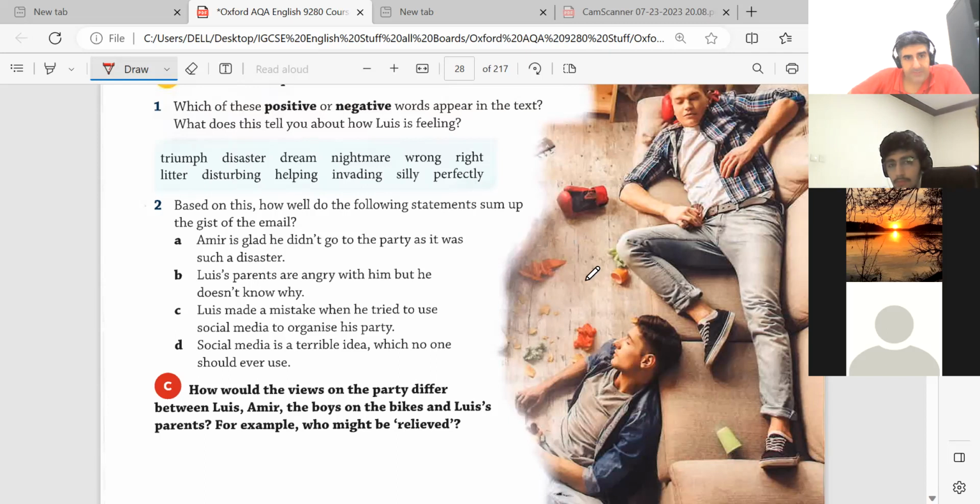Okay, Akram, if I ask you, can you describe how Lewis feels on this day? Which words can you use to describe his feelings? Of course, he felt negative. Of course, yes. So I would say disaster, nightmare. Disaster, nightmare, good. Wrong, litter, disturbing, invading, silly.